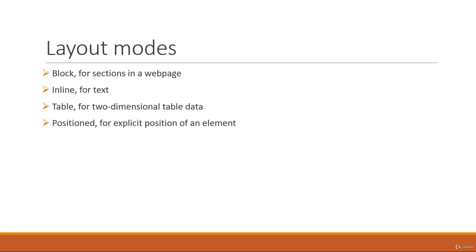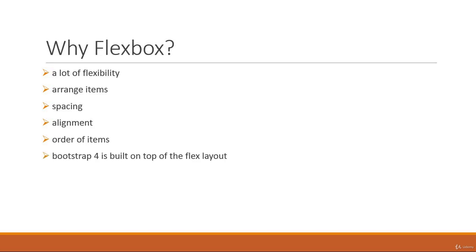Working with floats, trying to vertically align the content, trying to create equal height columns, they were kind of a nightmare. The Flex layout, on the other hand, provides a lot of flexibility. With Flexbox, we can arrange items left to right, right to left, top to bottom, or bottom to top, and at the same time control the spacing, alignment, and order of items in the container.